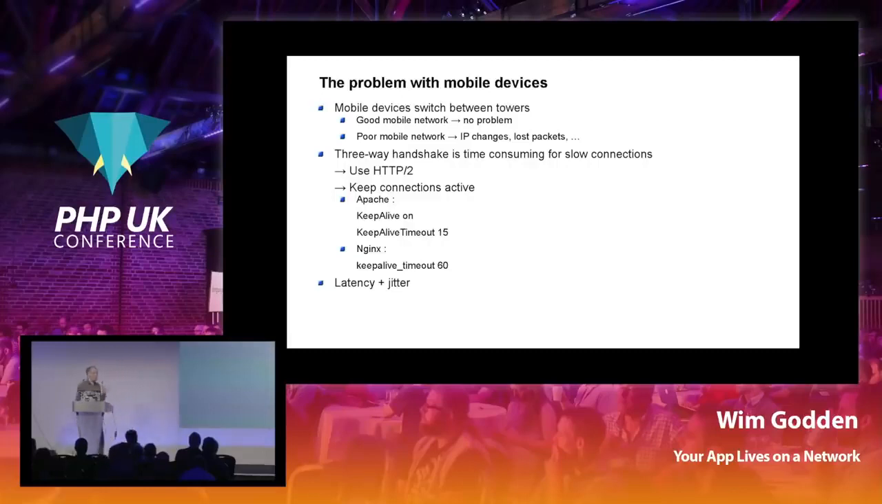This means that three-way handshakes also, on slower connections, they're an issue. So with people using more and more mobile devices, you want to avoid having those three-way handshakes as much as possible. The best way right now is to use HTTP2 for a number of reasons, which I'll get to on the next slide. The other way, of course, is keep your connections active, as I mentioned before. So make sure you say keep alive on Apache and Nginx and put that timeout in like 15 or 60 seconds or whatever. So that you don't drop connections right away.